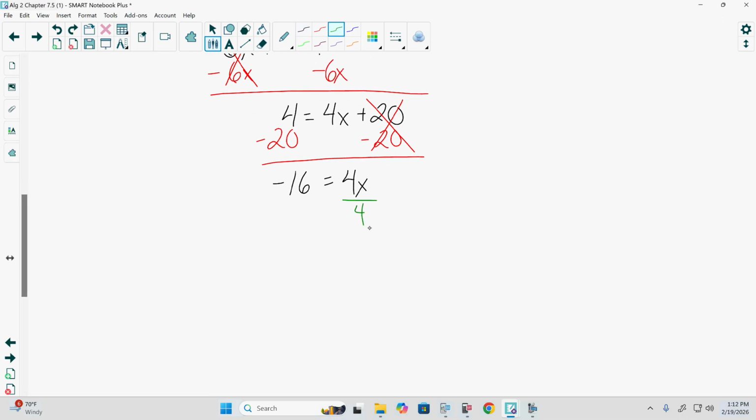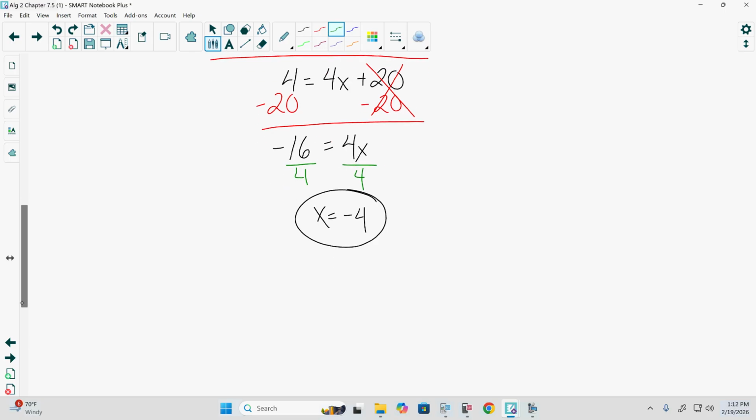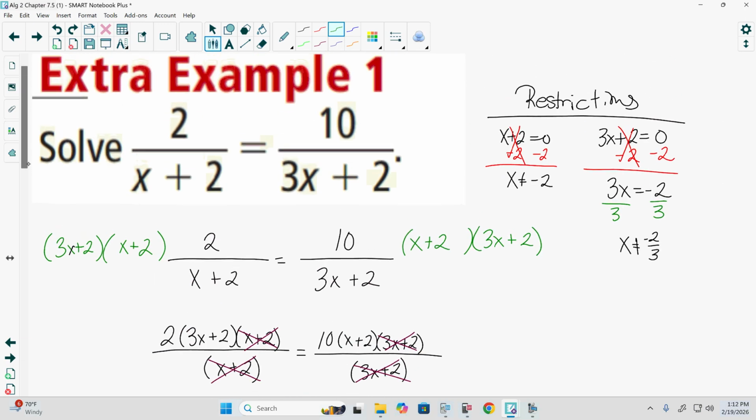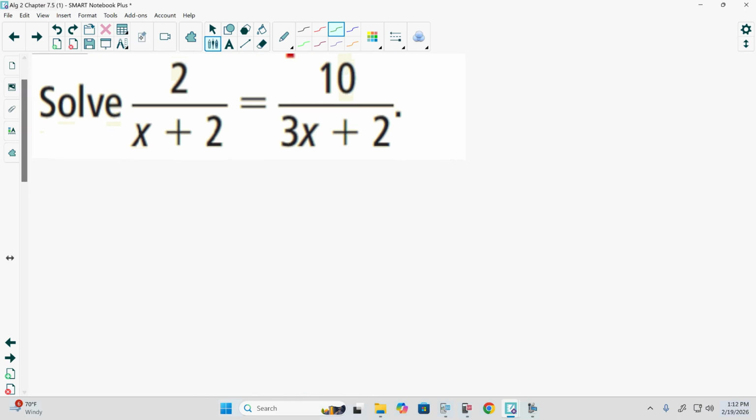And last but not least, we can divide both sides by 4. 4x divided by 4 is going to be x. Negative 16 divided by 4 is negative 4. And since that's not one of our restrictions, we know that that will be our answer. Negative 4. And if it did ask us to check it, we could just plug it back in, 2 over negative 4 plus 2. And see if that is indeed equal to 10 over 3 times negative 4 plus 2.